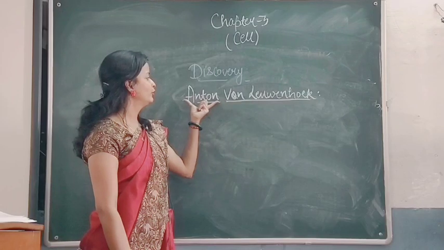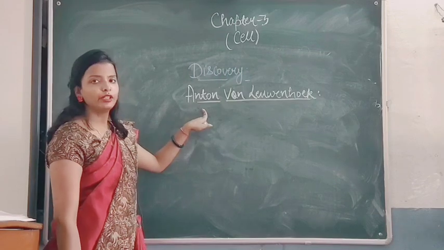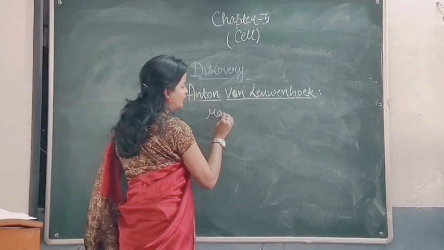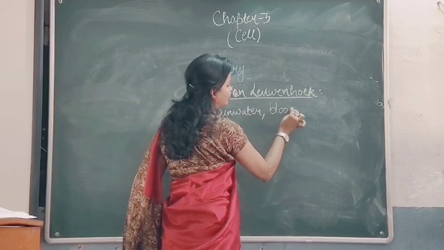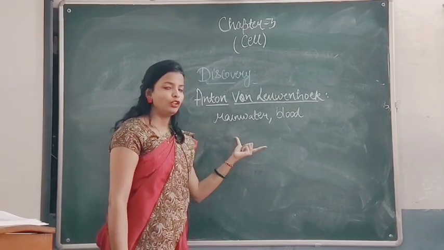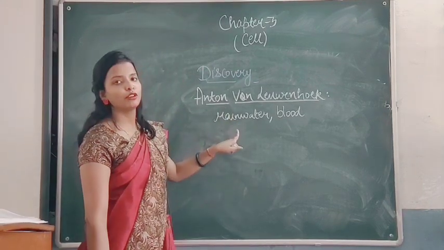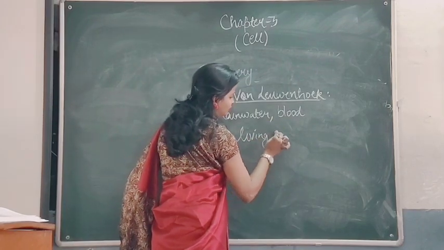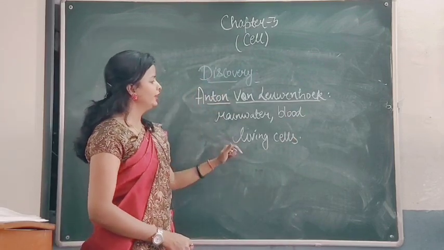Anton van Leeuwenhoek, in some books given as Antony. So what happened? He observed rainwater and a blood sample under his microscope, and he again observed the same room-like structures, but he considered them as living cells. So this scientist was responsible for discovering living cells. This was about the discovery of the dead cells and the living cells.